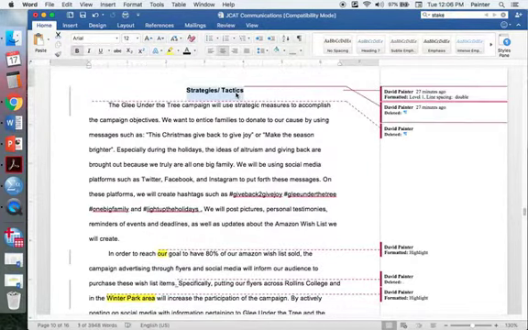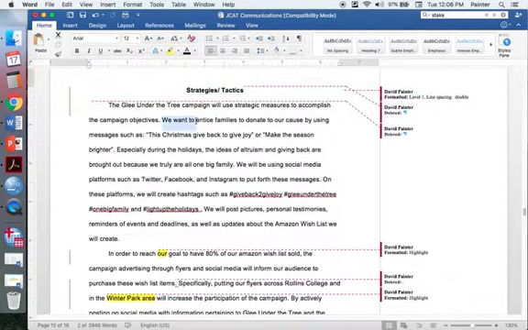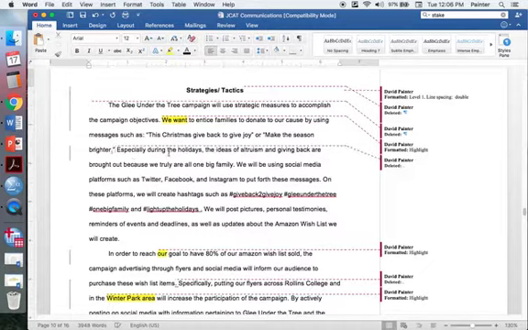Strategies and tactics are two separate sections in your paper. The GLE will use strategic measures to accomplish the campaign objectives. We want to entice. Well, if that's what you want to do, but what's the campaign designed to do? Always put punctuation inside the quotation marks.